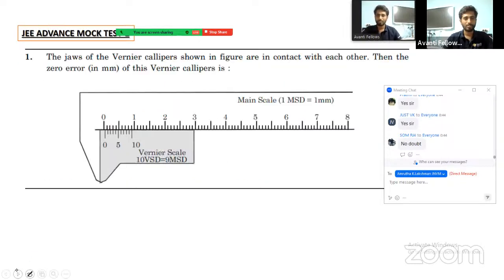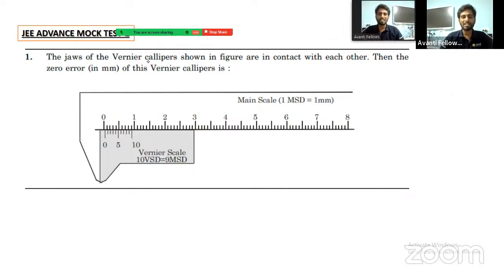अच्छे question को जानना है. Yes. Okay. How many of you know this vernier calipers? Simple question था vernier calipers के ऊपर. क्या था? Look at the question once. The jaws of the vernier calipers, as shown in the figure, are contacted with each other. वो contact किया है. Then the zero error in millimeter.